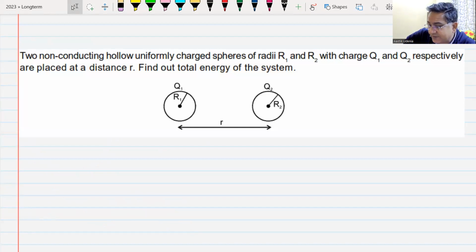Two non-conducting but hollow uniformly charged spheres of radius R1 and R2 have charges plus Q1 and minus Q2, just to make you understand the difference. One is having charge plus Q1, the other one is having charge minus Q2. You have to find the total energy of this system. I'll give you 2 minutes to give me the answer.